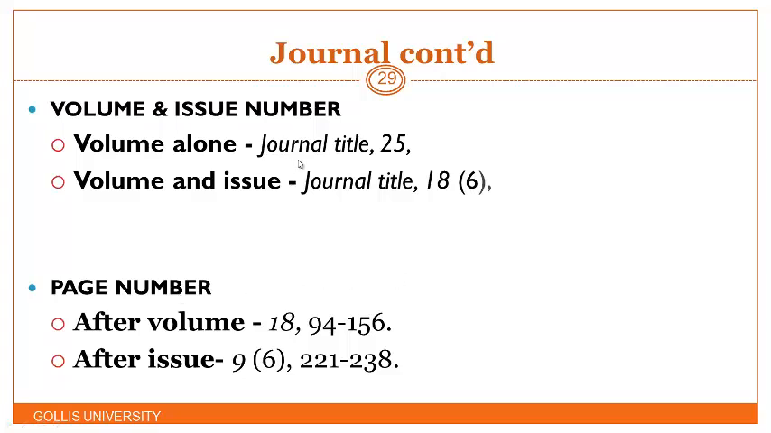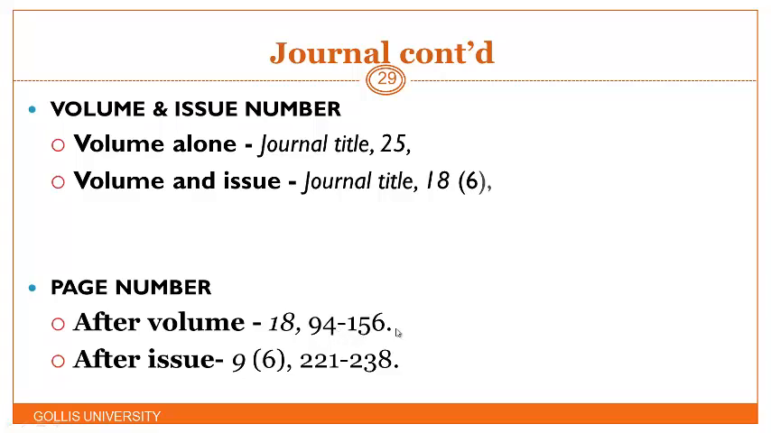Usually the volume and the issue number, if it is a volume alone, only you'll put the journal title and the volume, then comma and the volume number, for example, 25. But if the volume number and the issue are provided in that article, you have the journal title, then we have there the volume number as well as the issue number, which is actually provided in brackets. Page numbers, usually after the volume, you'll be able to put the page numbers, for example, 1994 to 156.